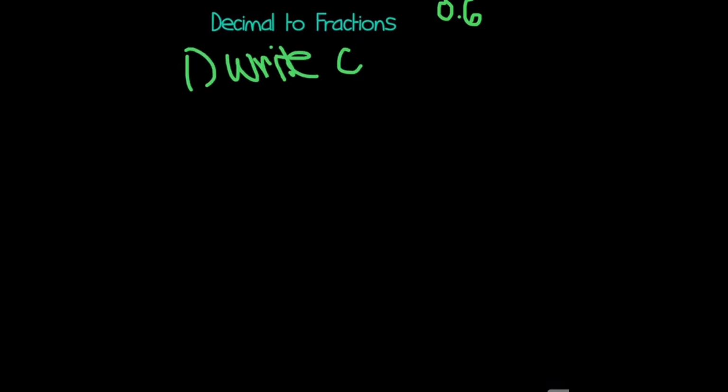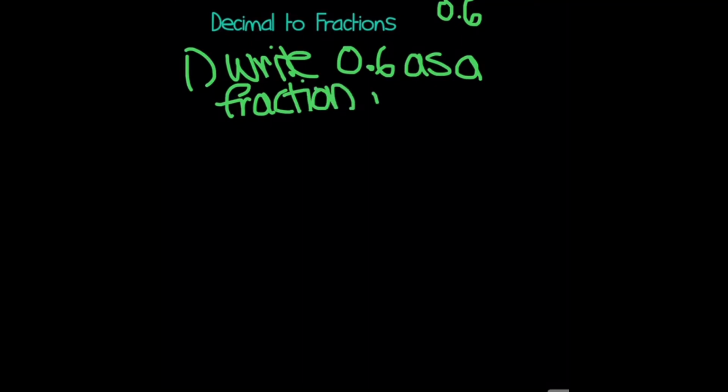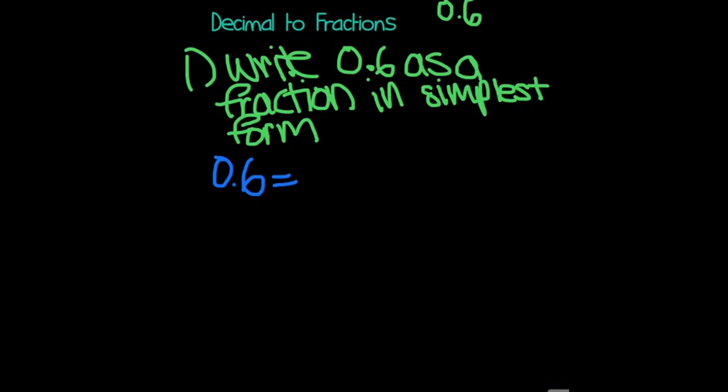Now let's move on, and let's do the opposite. Let's do decimals to fractions. If I have the decimal 0.6, my first step will be to write your decimal, which in this case is 0.6, as a fraction in simplest form. Very important to simplify it as much as you can. So what that will look like for us would be 0.6 as a fraction.